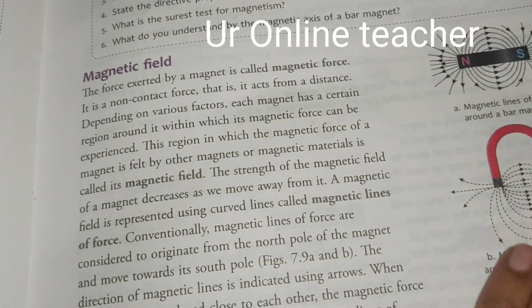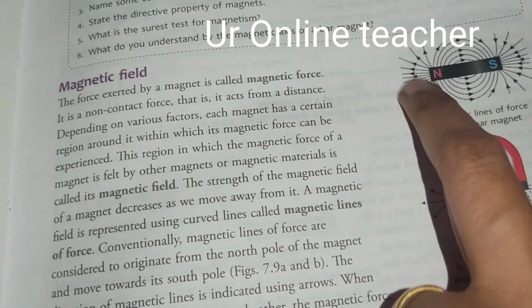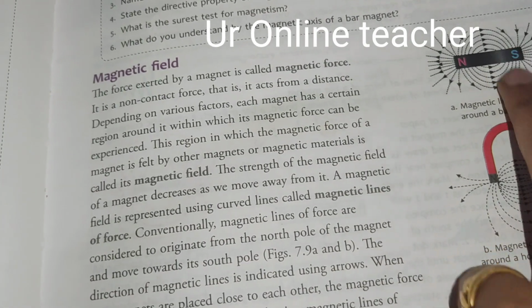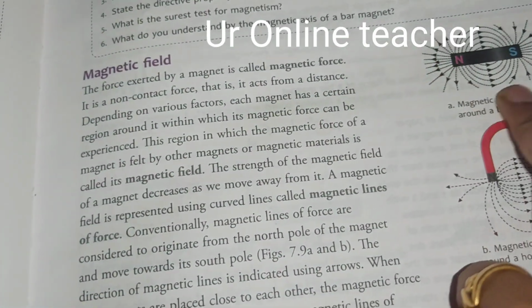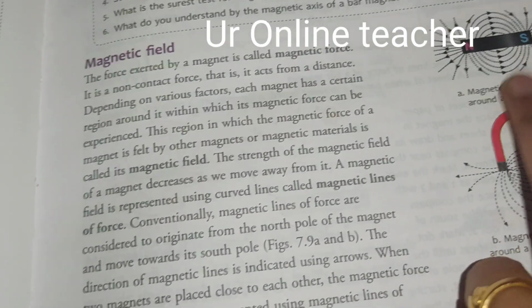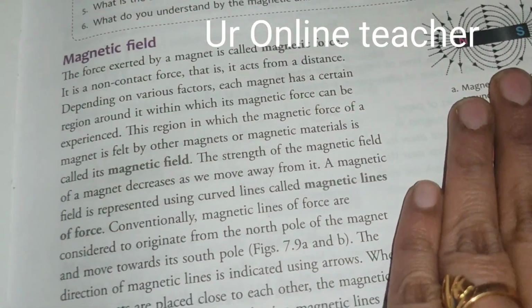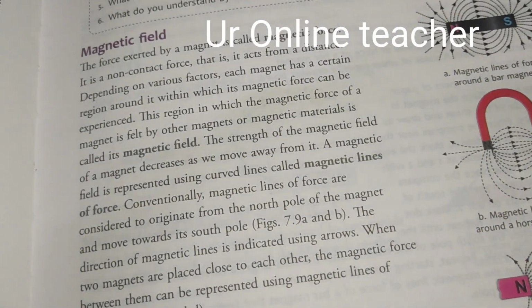Depending on various factors, each magnet has a certain region around it. Around the magnet some force will be there, acting on other magnets or magnetic materials, and that is called the magnetic field. The strength of the magnetic field of a magnet decreases as we move away from it. When it is a little closer, the strength will be more. When we move away, it will be less.